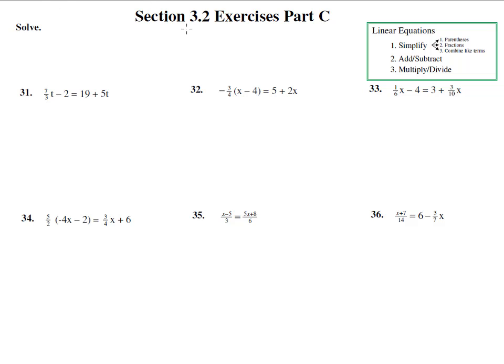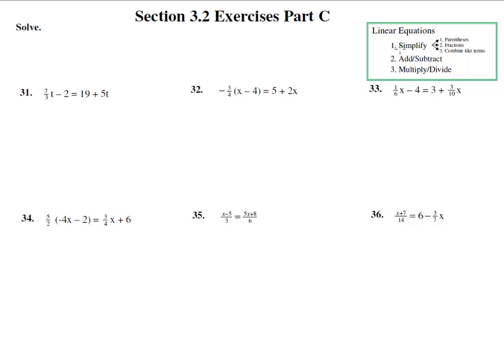Here we are in section 3.2 exercises, part C, numbers 31 through 36, and it says to solve, which means we're getting the x or t or n by itself on one side. And here was a summary in the section on what we could do to handle every single thing that a math teacher could throw at us. So let's start with number 31.